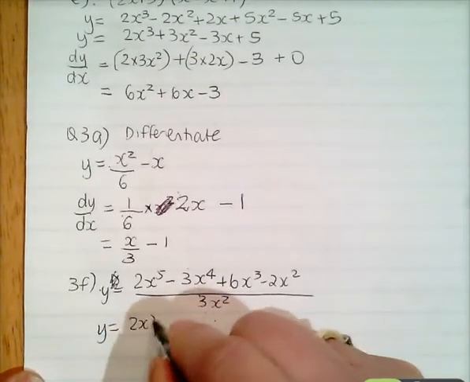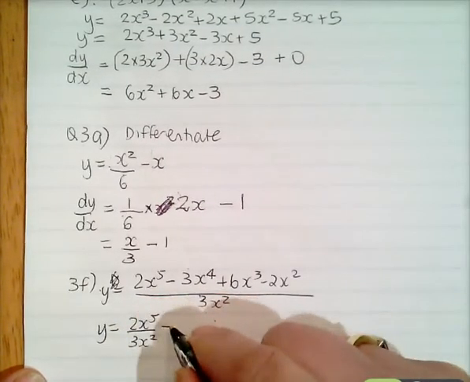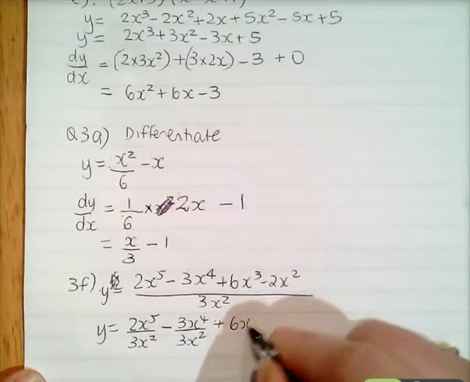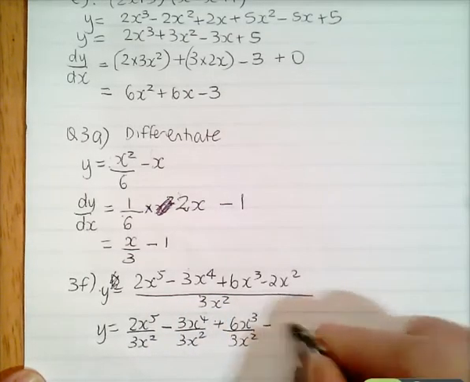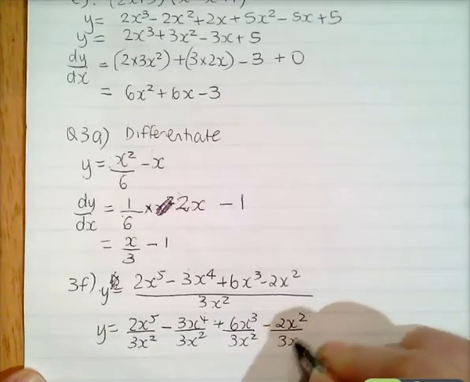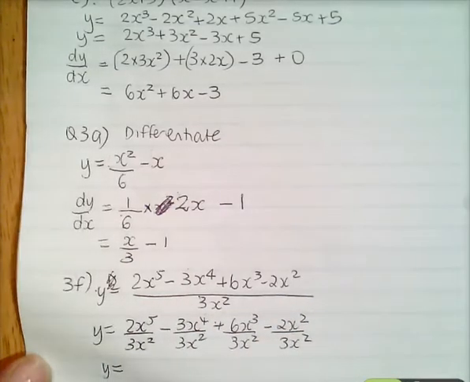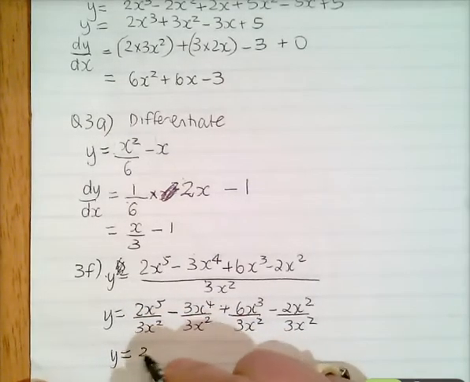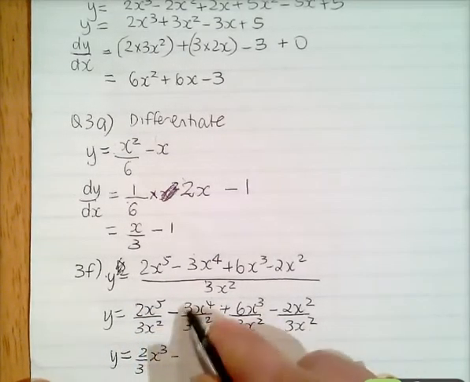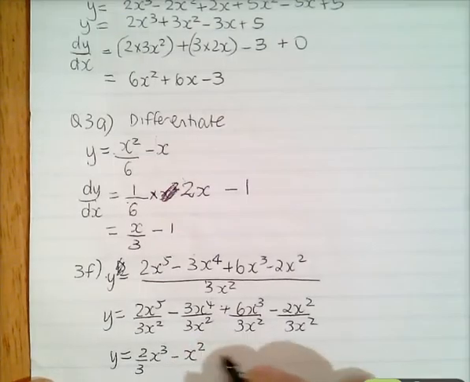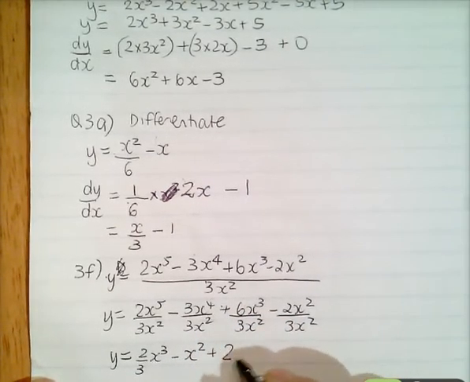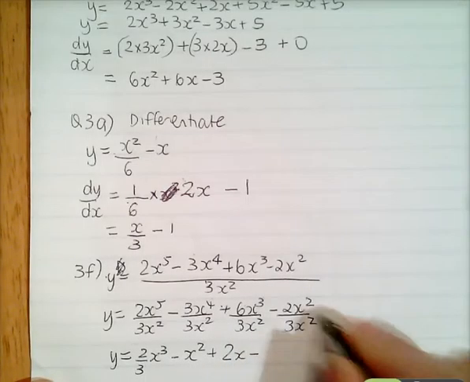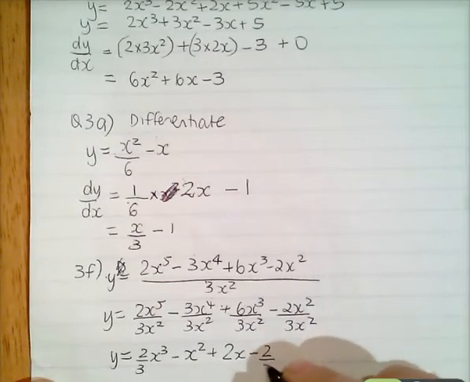So I've got 2x to the power of 5 over 3x squared minus 3x to the 4 over 3x squared plus 6x cubed over 3x squared minus 2x squared over 3x squared. Now this is still what y is equal to. We still haven't looked at dy/dx. So simplifying, I get 2/3 x to the power of 3. Now the 3's cancel, minus x squared. 6 over 3 is 2, and x cubed over x squared is x. And minus the x squareds cancel, and we get minus 2/3.